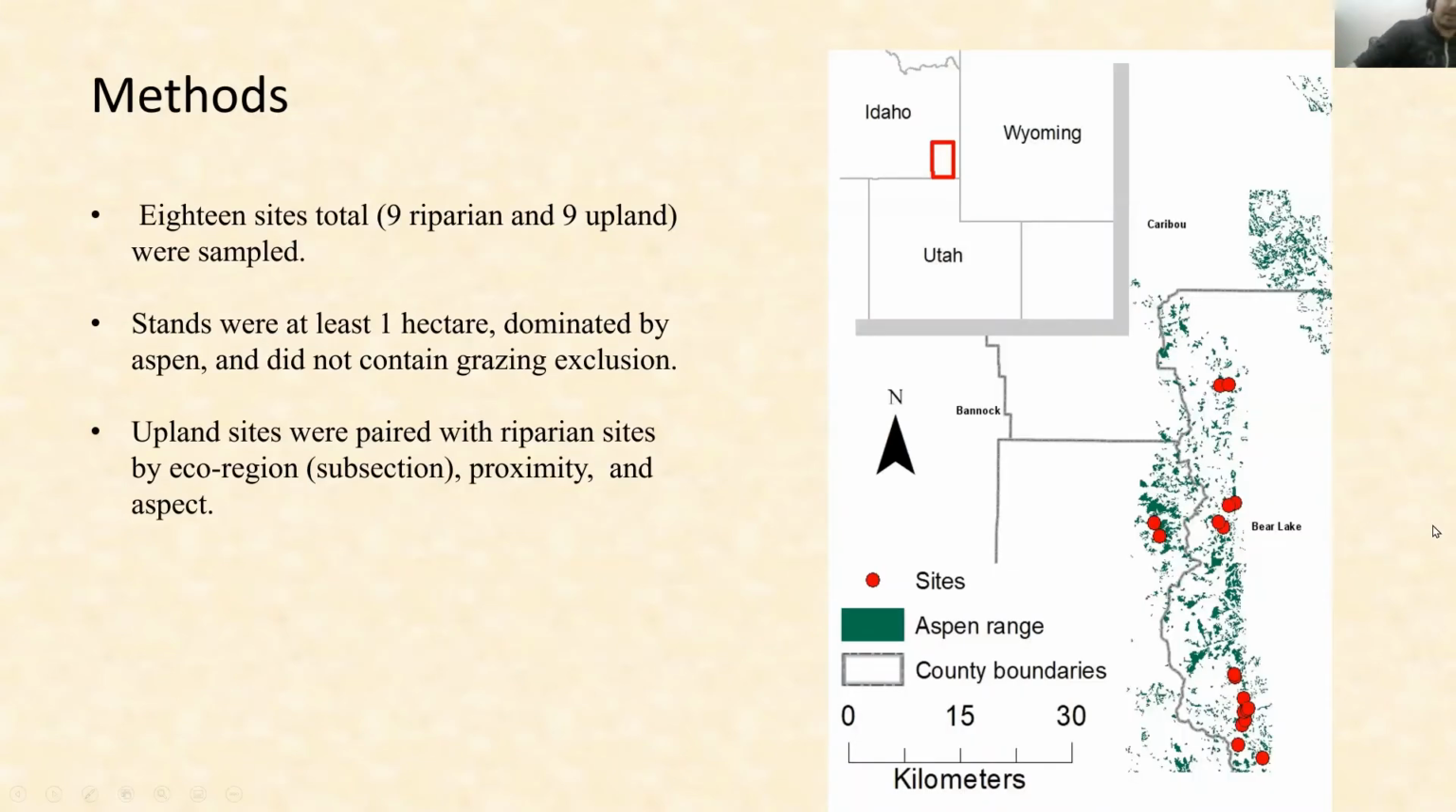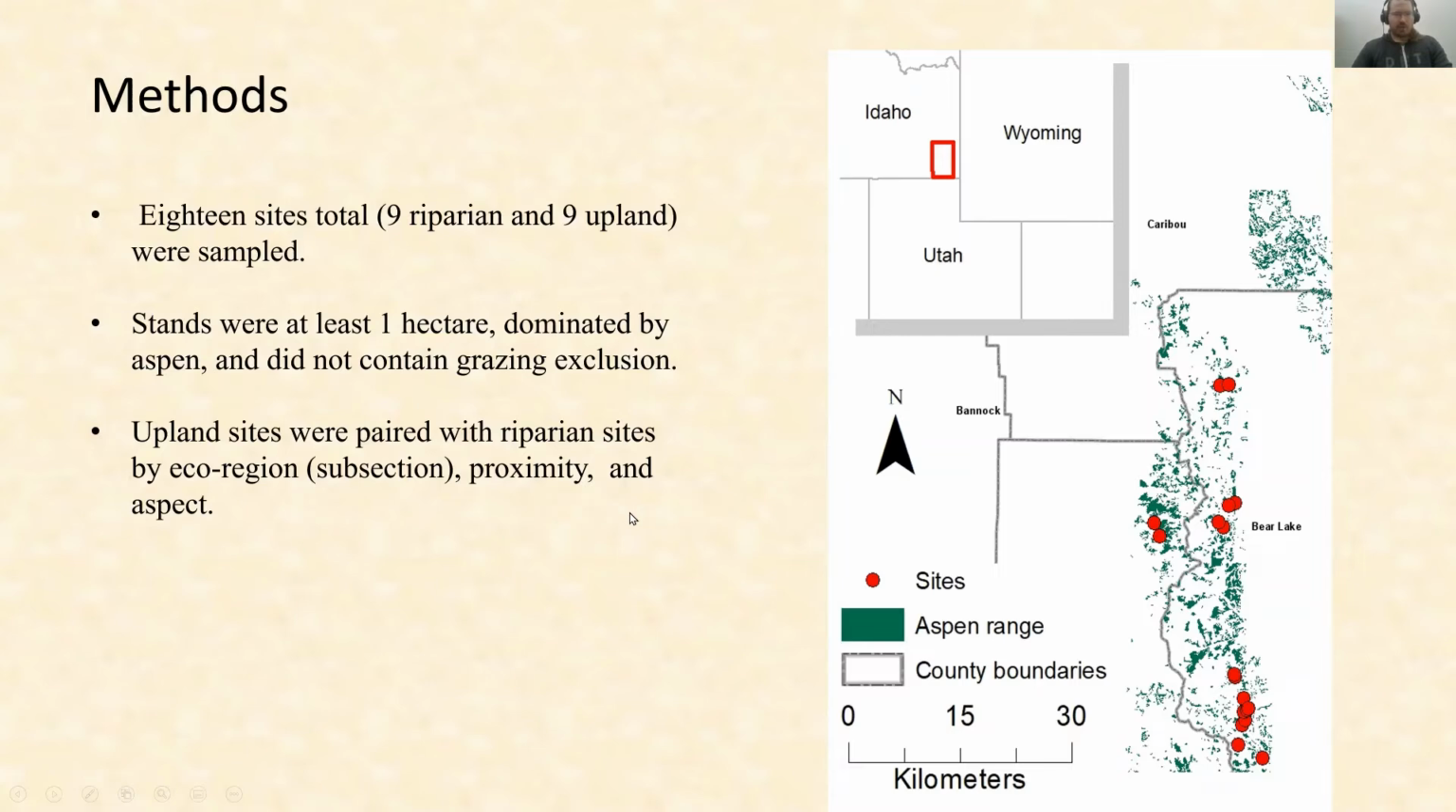So our sites are primarily in Idaho. Well, not primarily, they were completely in Idaho, being that I am a University of Idaho student. We went to some of the areas in southeastern Idaho of the Caribou-Targhee National Forest, where they have the largest areas of aspen that I've seen in Idaho. We compared 18 stands total, 9 riparian aspen stands paired with 9 upland aspen stands. All stands were at least a hectare in size, dominated by aspen based on basal area and relative frequency, and did not have any grazing exclusions, so keeping it natural.